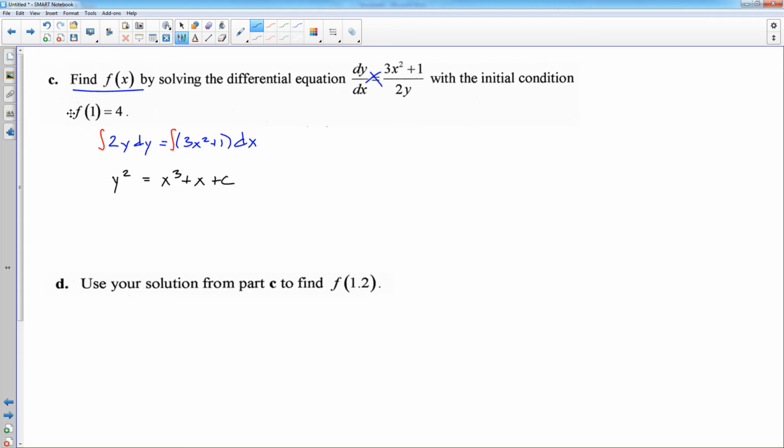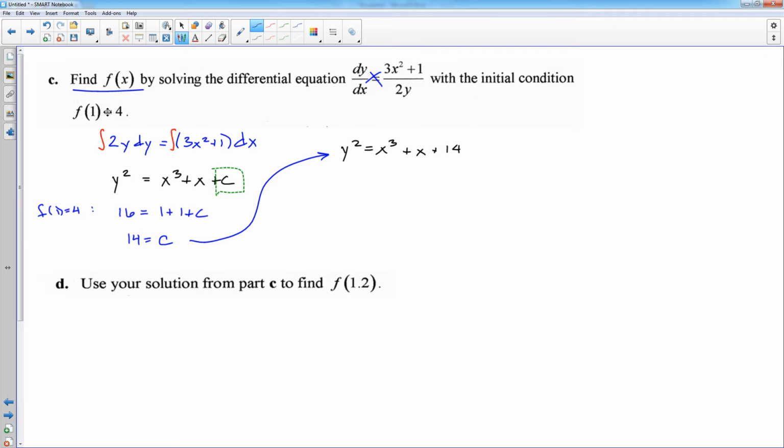Now we have 2 options. We could go ahead and solve for c, or we could solve for y. I think I'm going to go ahead and solve for c. So if we know that f of 1 is equal to 4, then that means 4 squared is equal to 1 cubed plus 1 plus c, and we know that c is going to equal 14. So once I solve for c, I'll go back and plug it in to the c in my solution to the differential equation. y squared equals x cubed plus x plus 14.